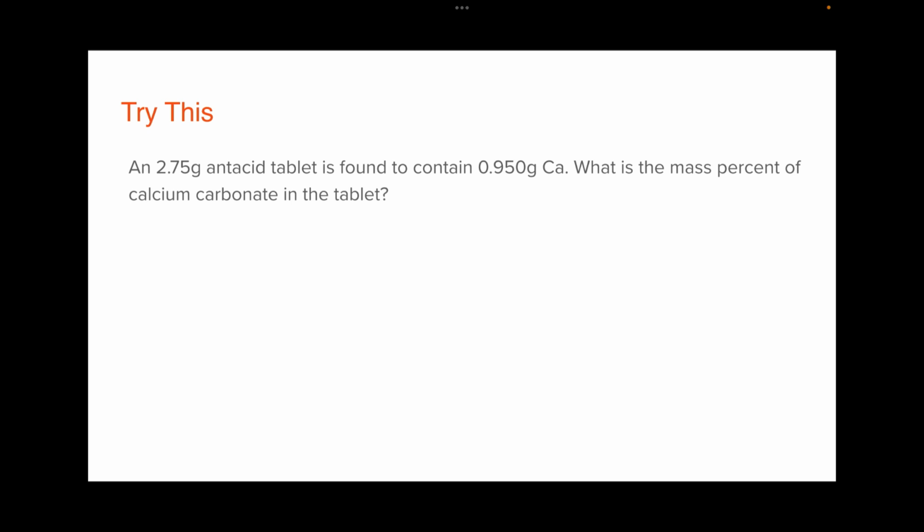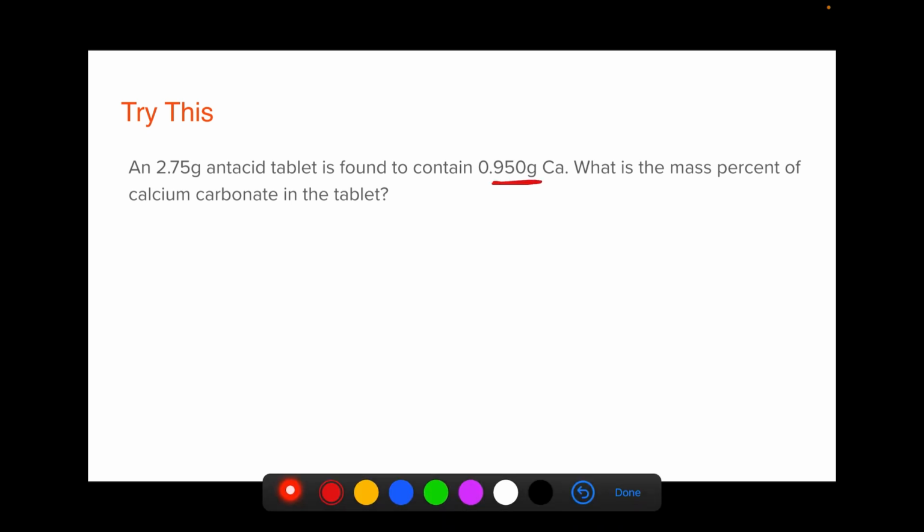Here's an example to try on your own. Notice it's a little bit more complicated because I've given you grams to start with rather than moles. Pause the video here and work through this problem. When you come back, I'll reveal the answer.